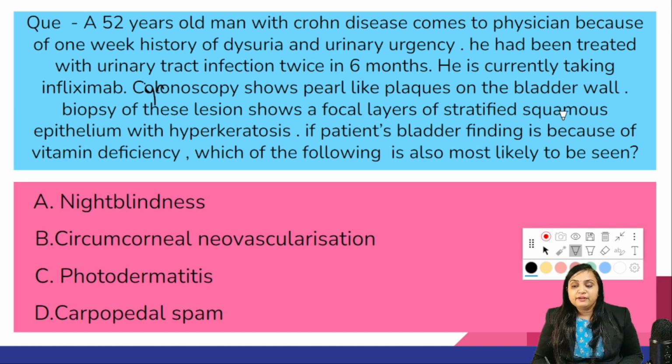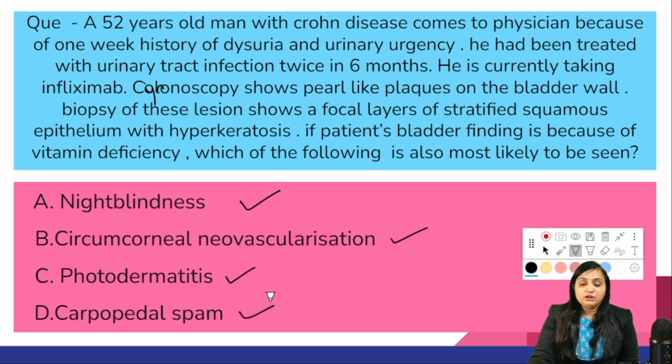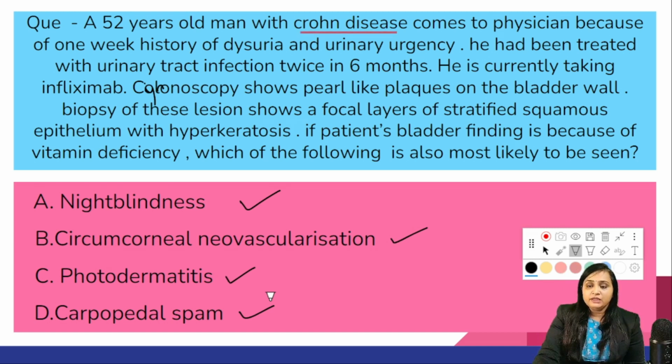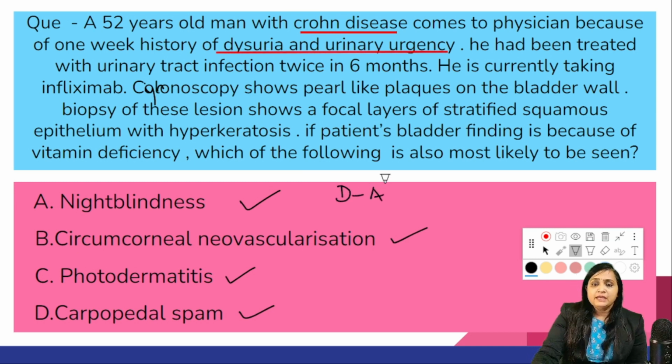If the patient's bladder finding is because of vitamin deficiency, which of the following is most likely to be seen? Night blindness, circumcorneal neovascularization, which is seen in riboflavin deficiency, photodermatitis, or carpopedal spasm. So there are many clues in this question. First of all, he has Crohn's disease. Crohn's disease is associated with vitamin deficiency. Most of the time it is vitamin D, but it could also be vitamin A deficiency. Secondly, the symptoms are suggestive of the urinary tract, so dysuria and urinary urgency. And the cystoscopy shows pearl-like plaques on the bladder wall, which is stratified squamous epithelium with hyperkeratosis.